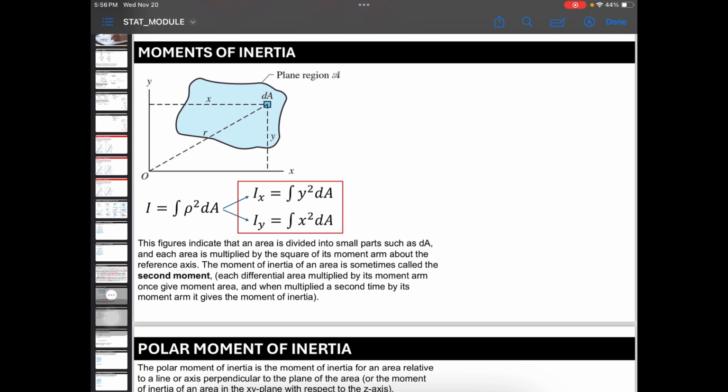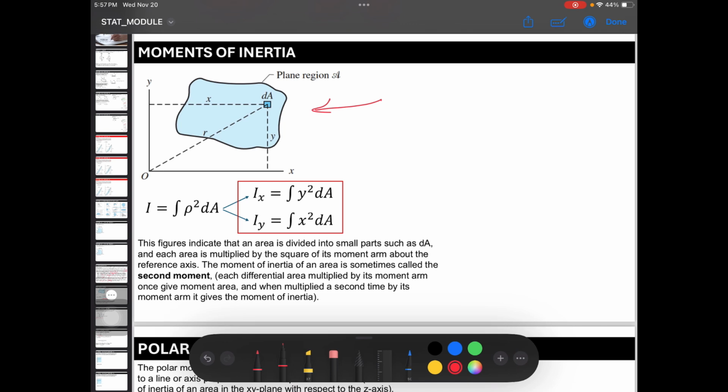So, we compute ang mga moment of inertia ng mga cross-sections natin. Let's evaluate itong formula ng moment of inertia. This figure indicates that an area is divided into small parts. Etong figure natin, meron tayong isang buong object, and then we divide this buong object into small parts. Example, may isang element dito, differential element. This is a differential area. Let's call it dA.